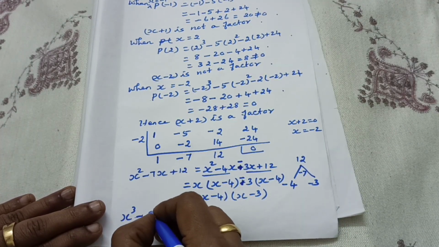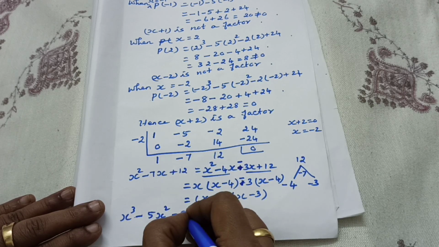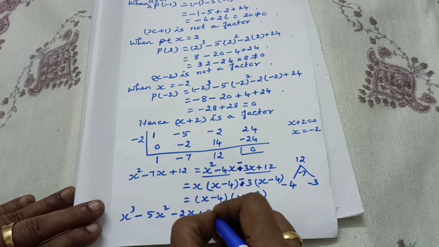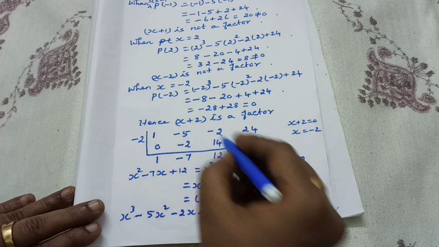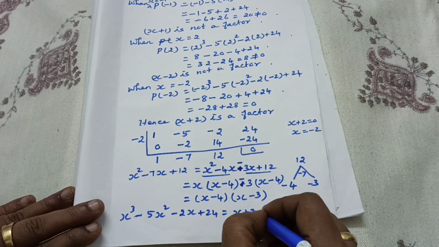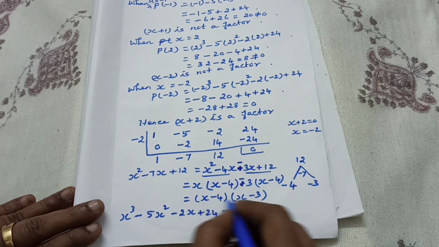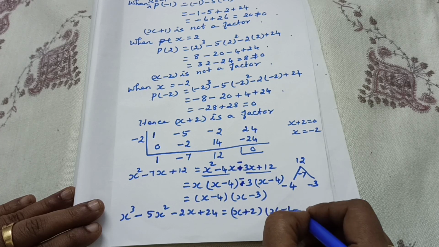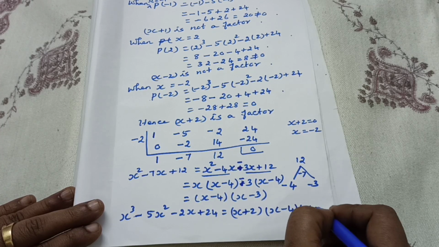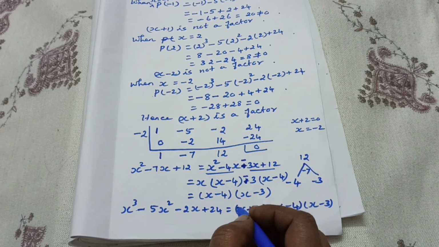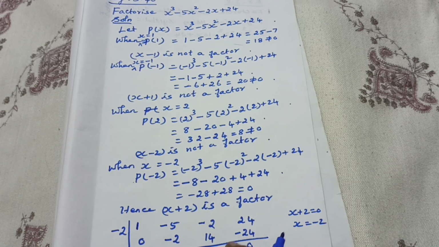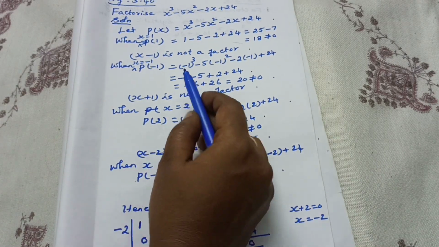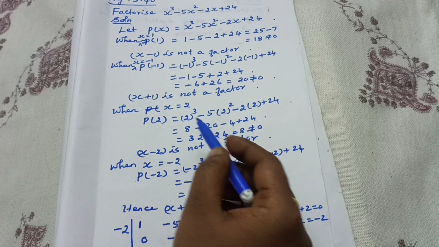Question, write it: 5x square minus 2x plus 24 is equal to x plus 2 is 1 factor. Then remaining these 2 factors, x minus 4 into x minus 3. Am I correct? Have you understood? This is a 5 mark question. Okay, important 5 mark question.